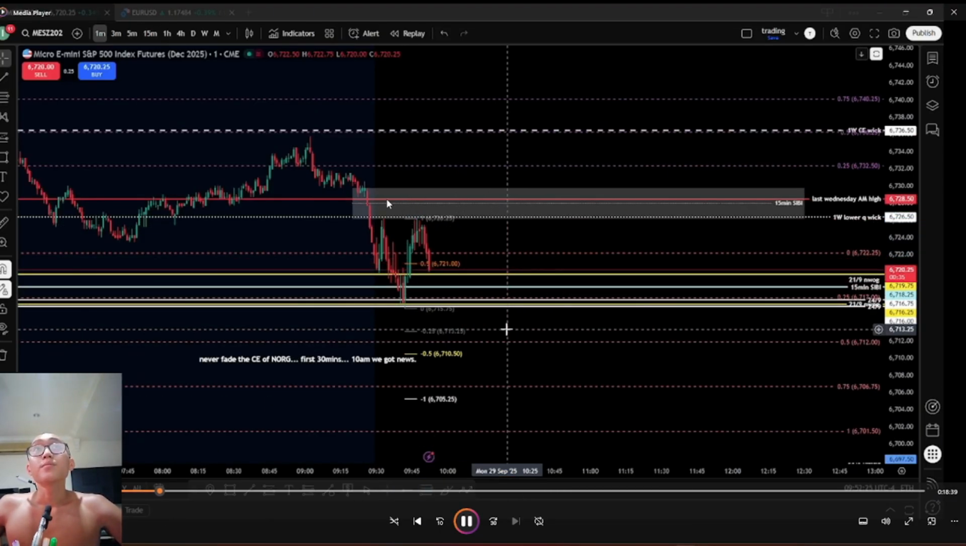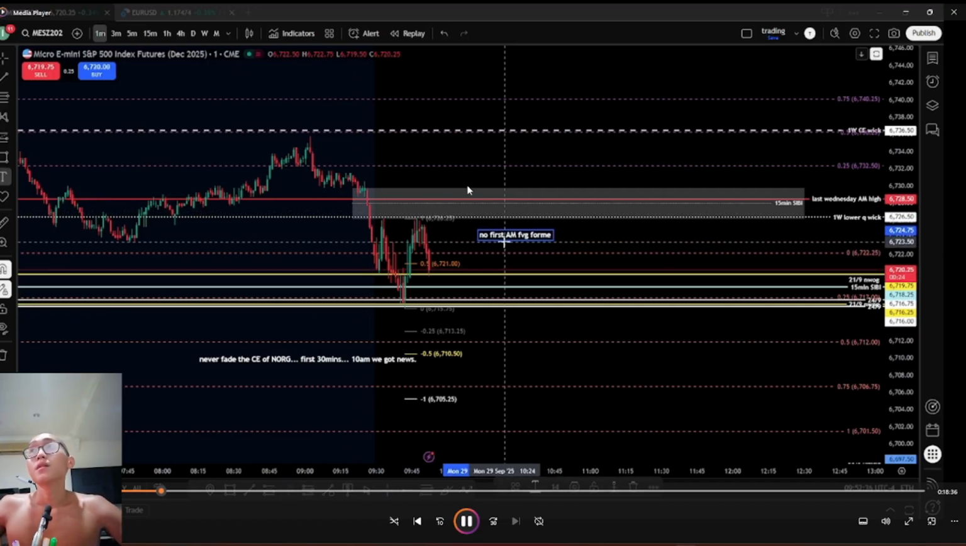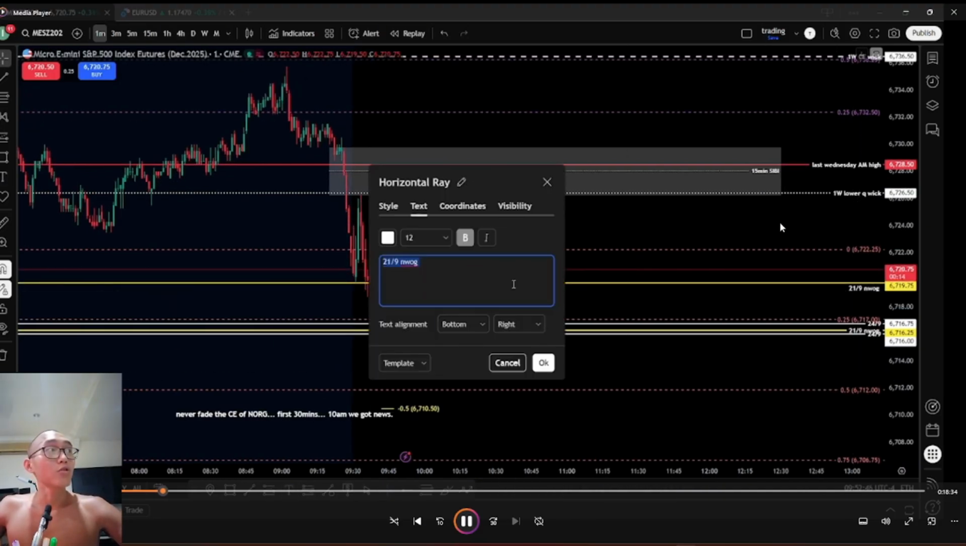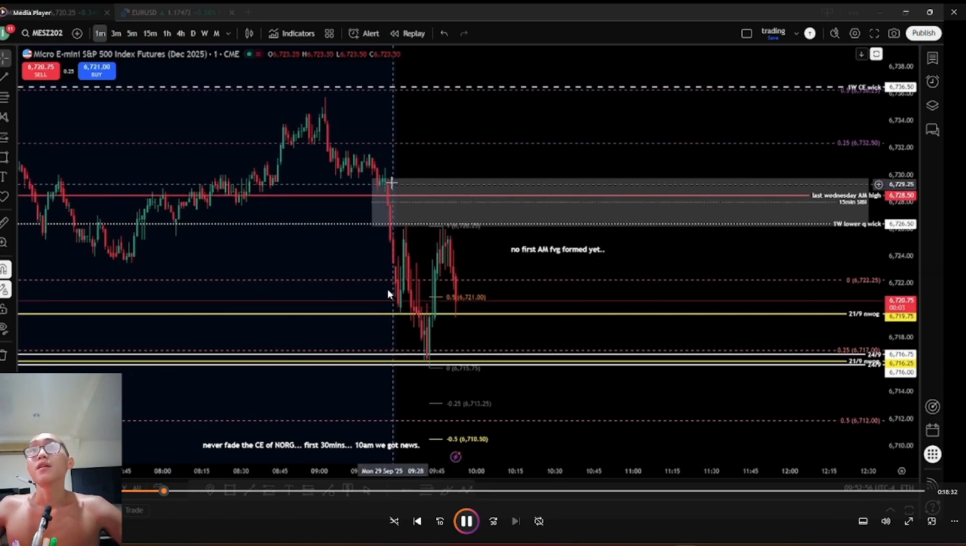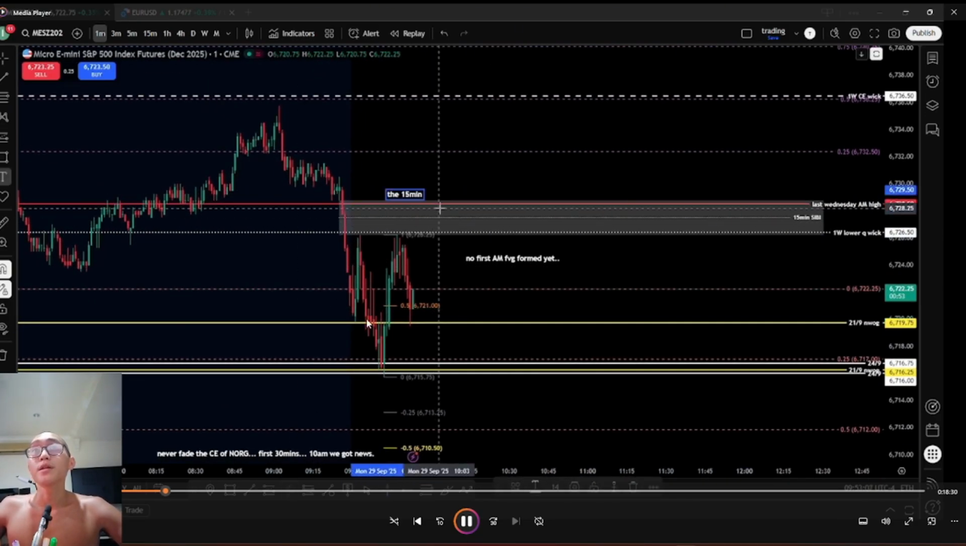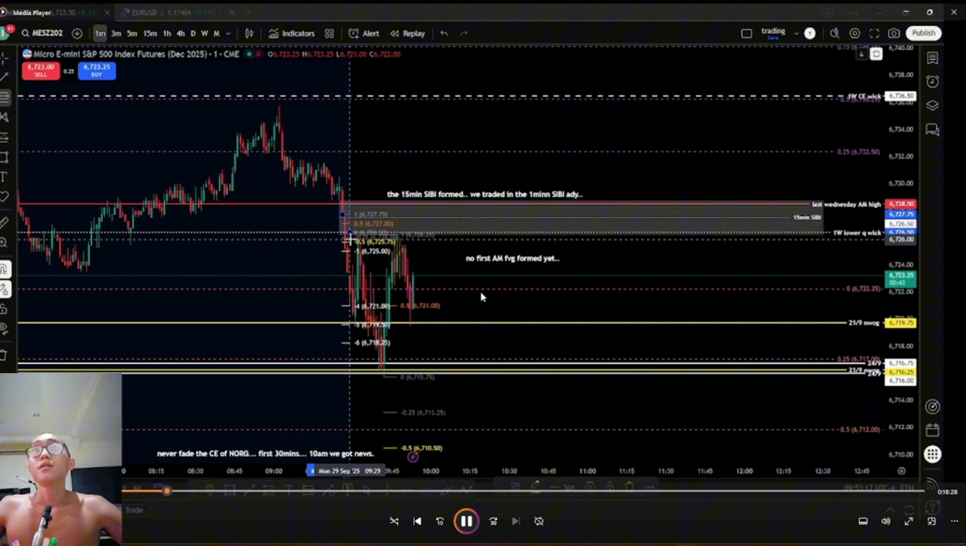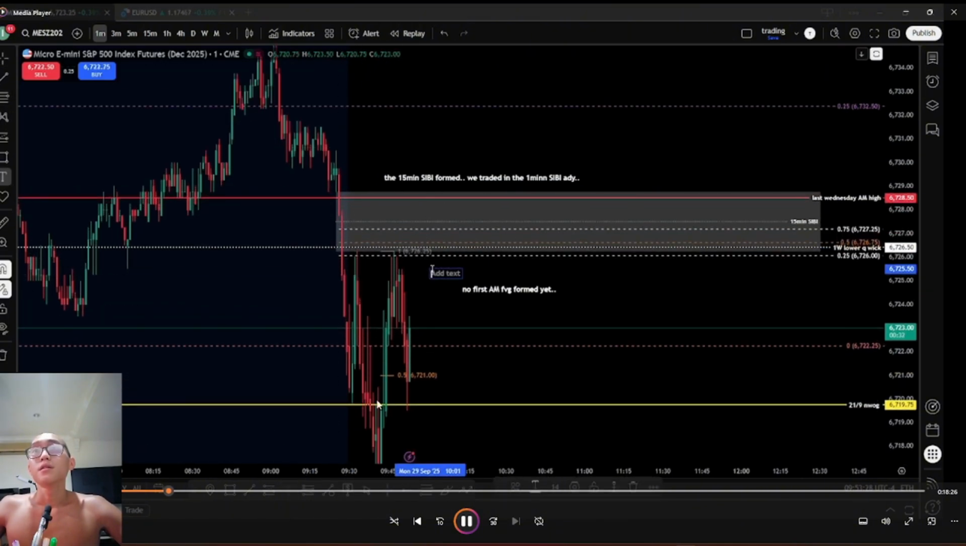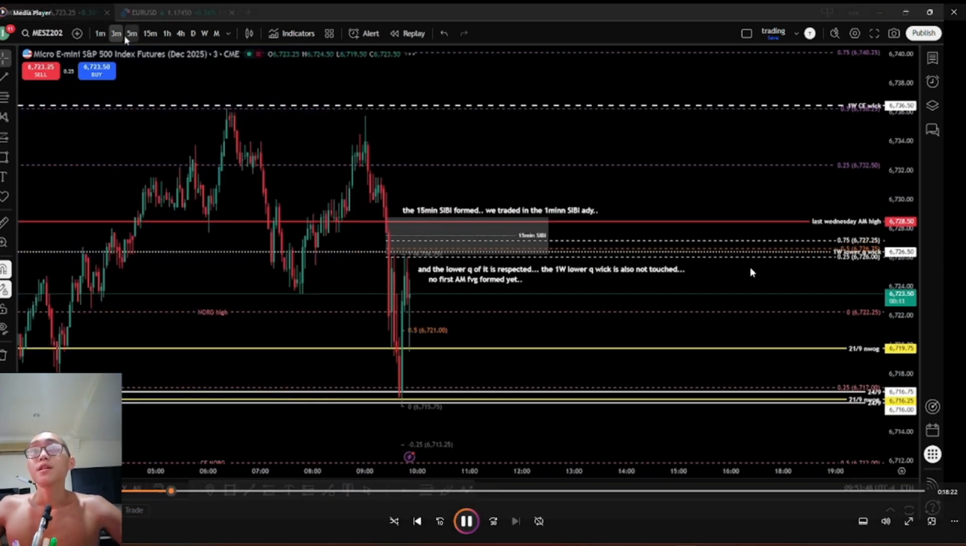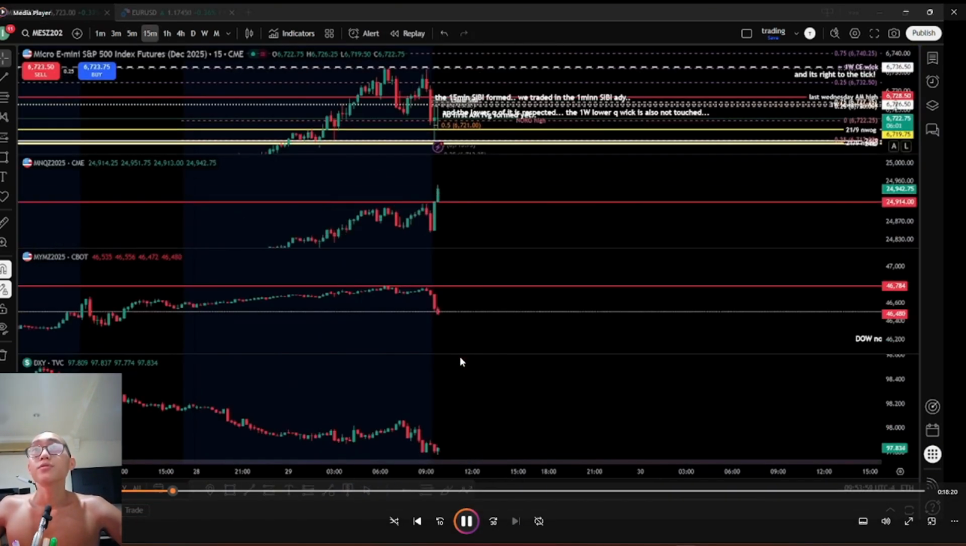So this is the 15-minute CB. And this is the weekly lower quadrant week, and drawing out the new week opening gap as well. Okay, so today 10 a.m. we got news. Right now it's 9:53. 10 a.m. we got red news.